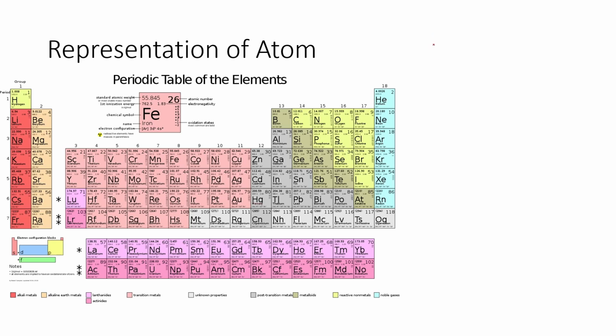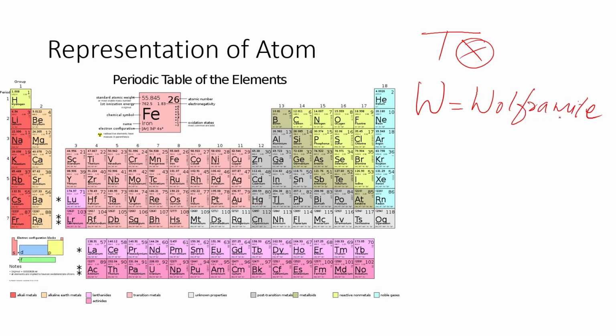What is the symbol of tungsten? So many of us think it is T. No, wrong. It is not T. So tungsten is represented by the letter W, which actually is representative of something called wolframite. Okay, so tungsten's alternative name is wolfram. It was the first name given to tungsten by the person who had discovered it.